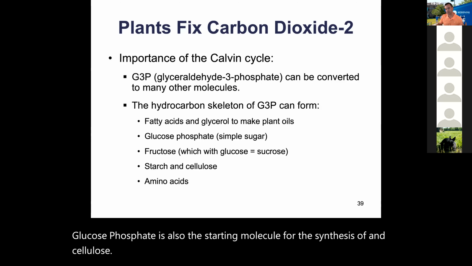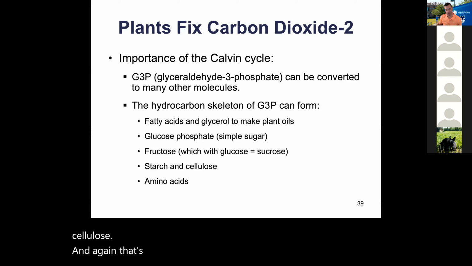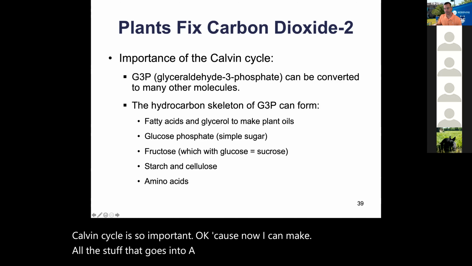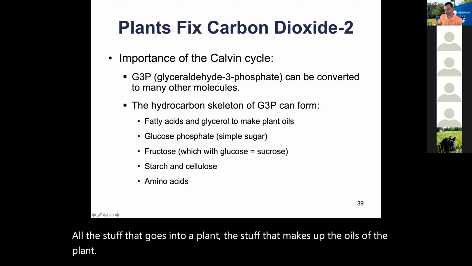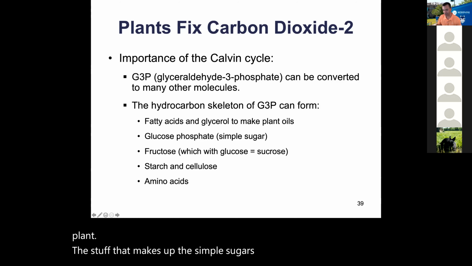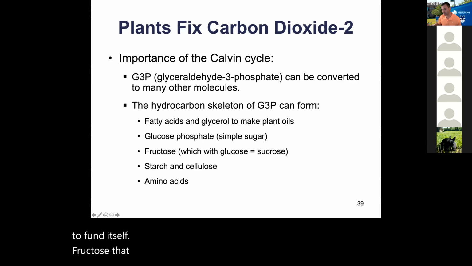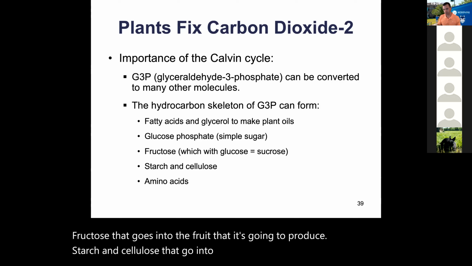And again, that's why Calvin cycle is so important, okay? Because now I can make all the stuff that goes into a plant, okay? The stuff that makes up the oils of the plant, the stuff that makes up the simple sugars that the plant's going to utilize to fund itself. Fructose that goes into the fruit that it's going to produce. Starch and cellulose that go into the cell wall.